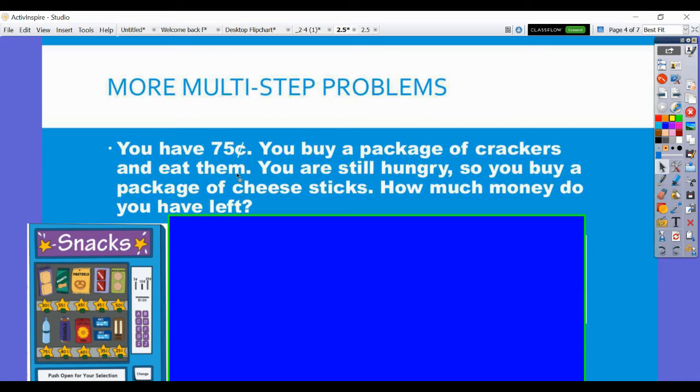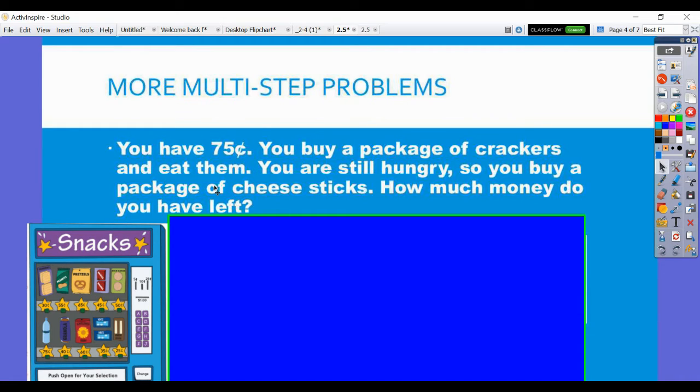So when we buy something, we're going to be spending money, which means we're going to be losing money, but we're getting food from it for this problem. You are still hungry, so you buy a package of cheese sticks. So we need to come up with a way to solve this multi-step problem. We need to be organized and efficient. So let's take a look.